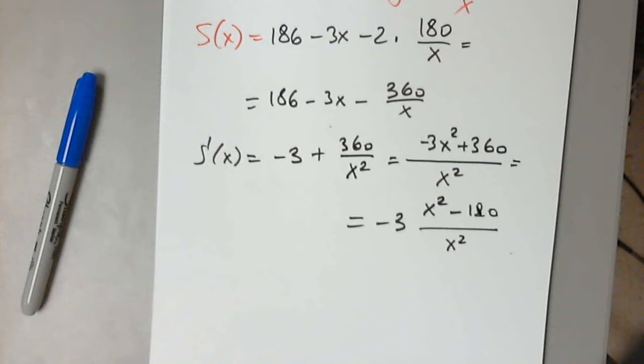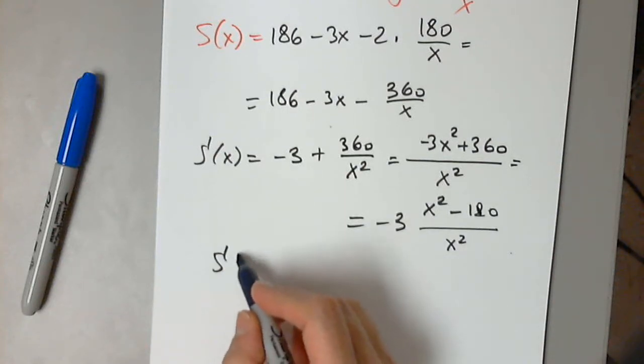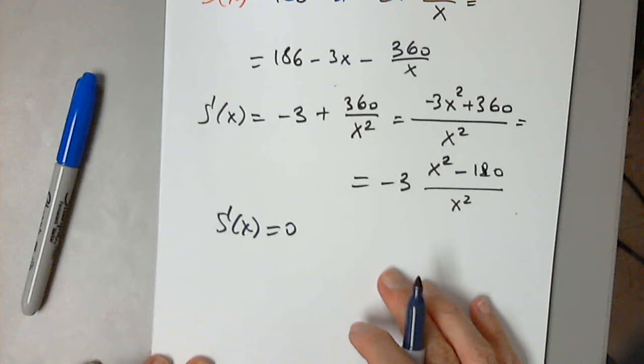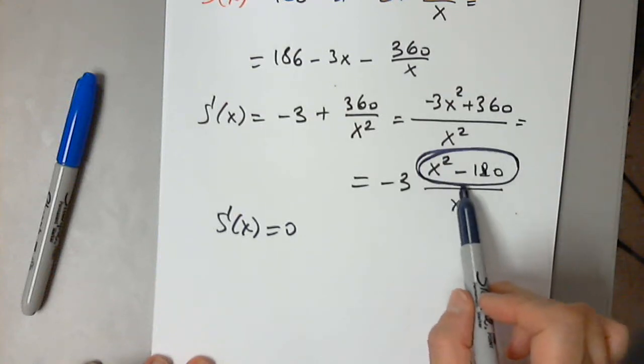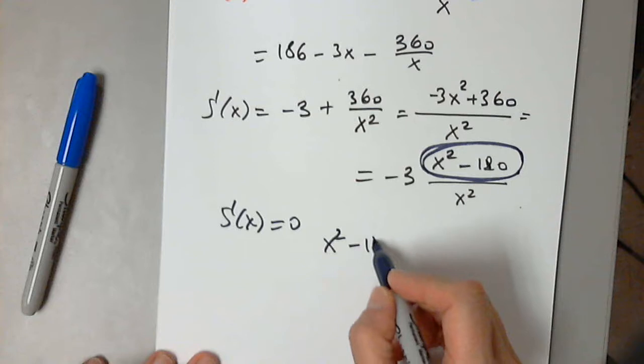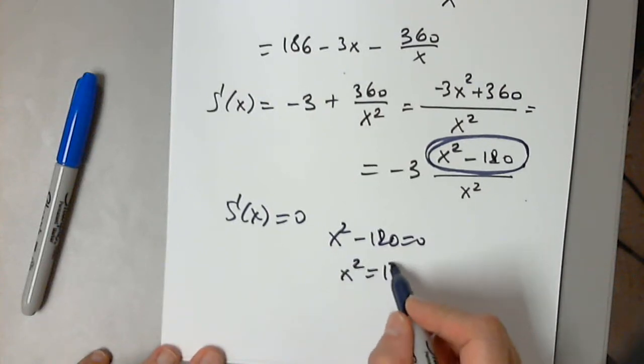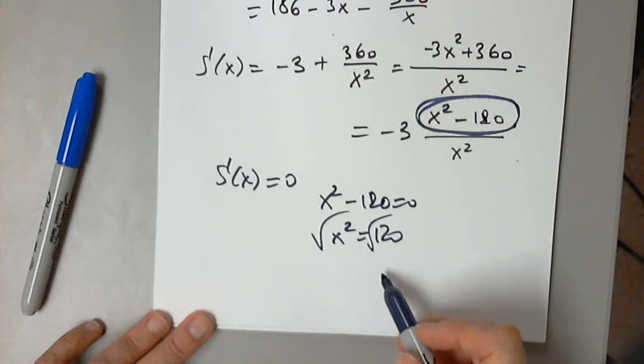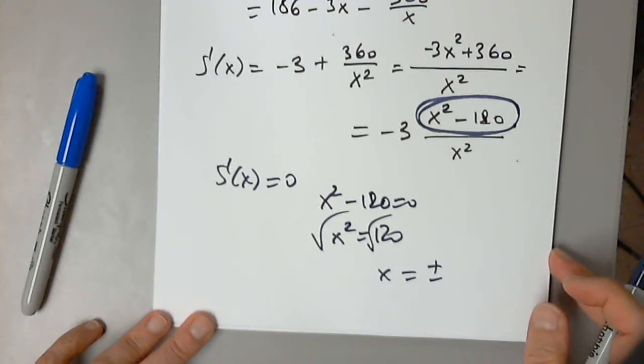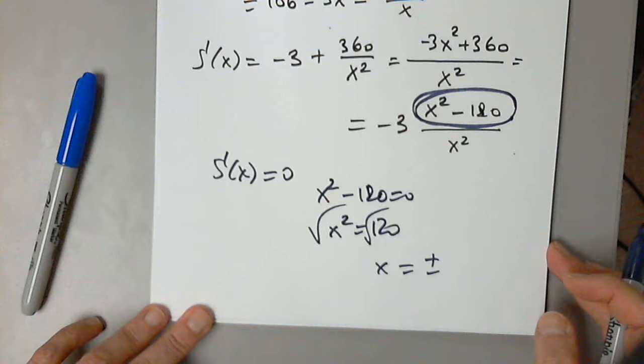Now we have to proceed with finding the critical number or numbers. So critical numbers cannot come from S prime being undefined, because if x is 0, then the function doesn't exist either. Critical numbers can come only from S prime of x equals 0. And that can happen only if this quantity is 0. Only if x squared minus 120 equals 0, or x squared equals 120, and we take the square root. We will get plus or minus, but it's not accepted. X cannot be negative.